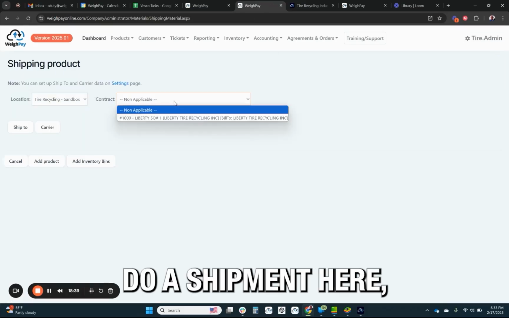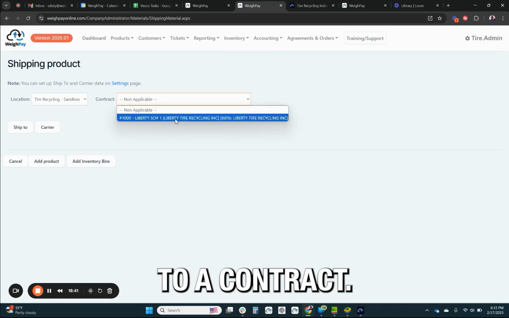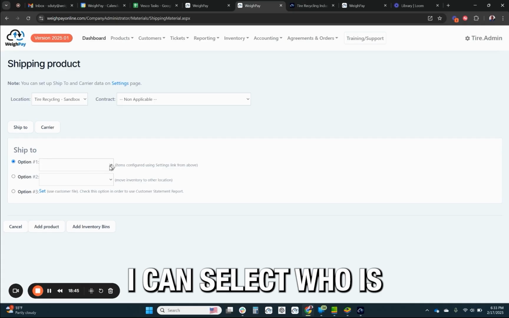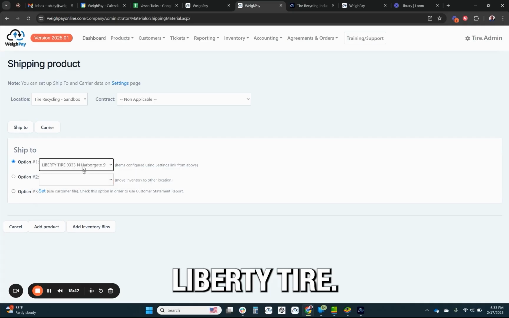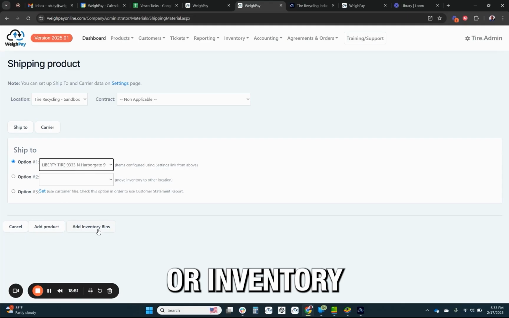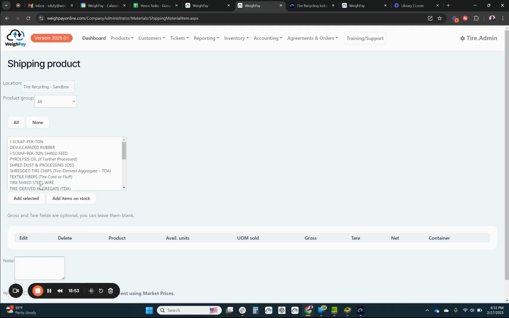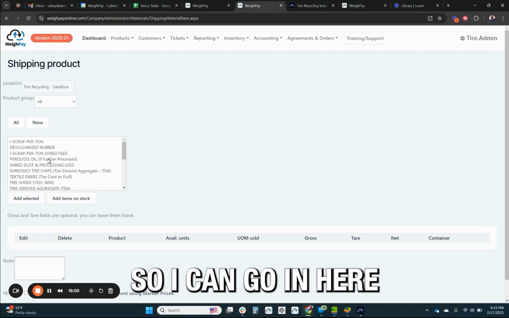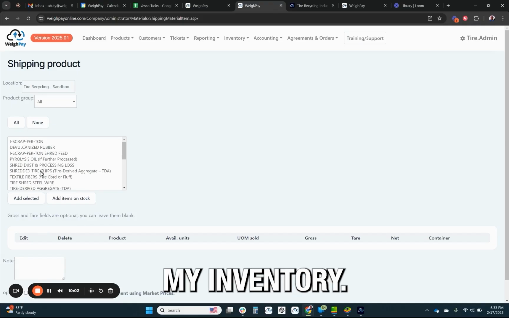If I want to do a shipment here, I can attach it to a contract. I can go to my ship to. I can select who's my shipper, Liberty Tire. I can then go add product or inventory containers, and we can start to sell. So you can sell your shred, you can sell your tire. So I can go in here and sell my inventory.